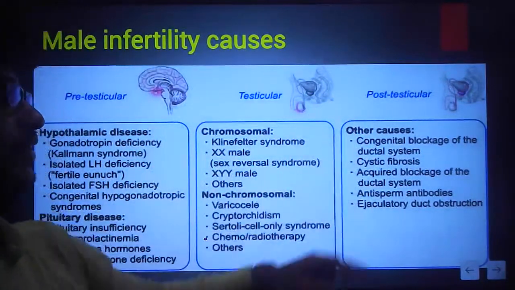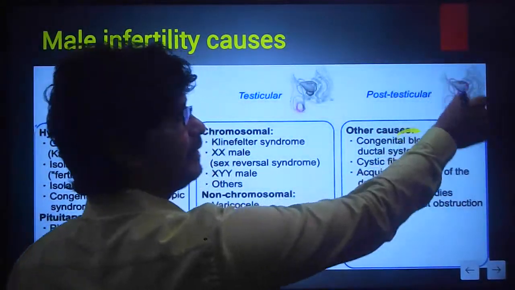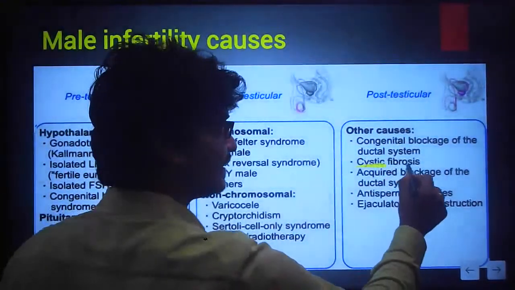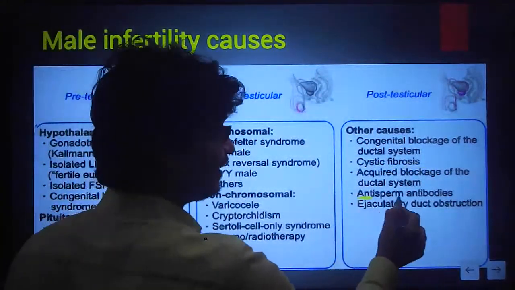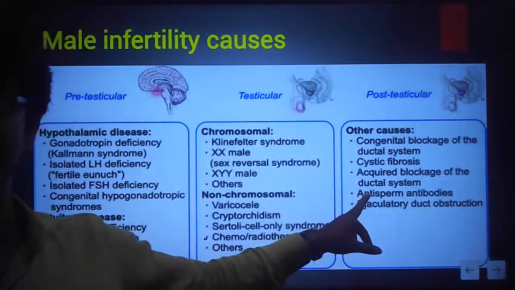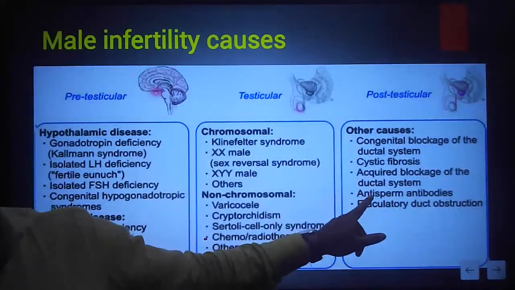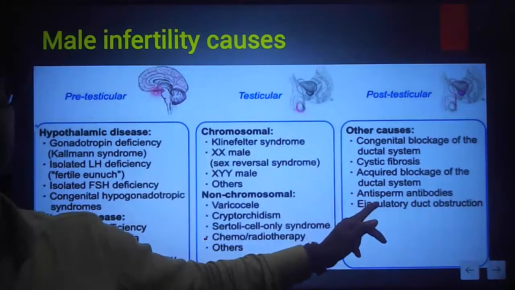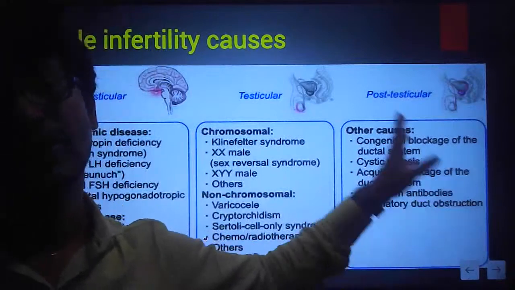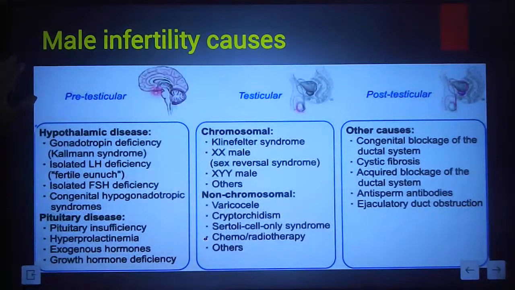Okay. Then post-testicular: congenital blockage of the ductal system, maybe the vas deferens, the seminal duct. There will be blockage, and also you could see it in cystic fibrosis. Anti-sperm antibodies, an autoimmunity. The particular male's immune system would have started producing an antibody against its own sperm, considering the sperm as an antigen. So anti-sperm antibodies and ejaculatory duct obstruction. So there are reasons where the male can have a chance of infertility.